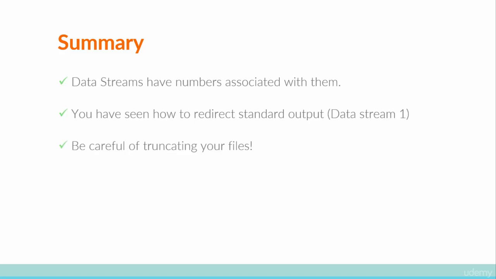But what you need to make sure of, and this works for all data streams, is that you need to be careful of truncating your files. You saw that when you use 1 arrow when redirecting standard output, the shell would delete everything that was in the file or in the place that you were redirecting to before adding the data in. But if you use 2 arrows, then you can append your data to the file. You can add your data on top of what is already there. So just be aware of that.